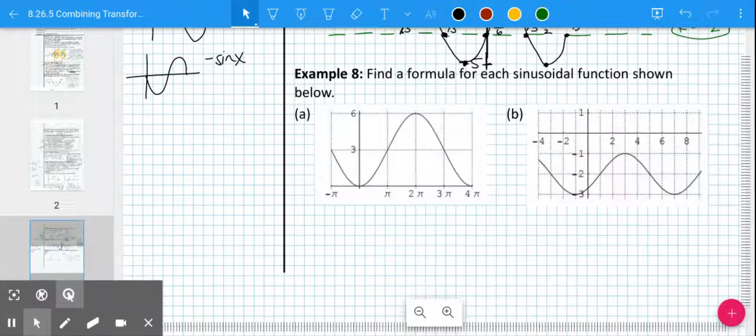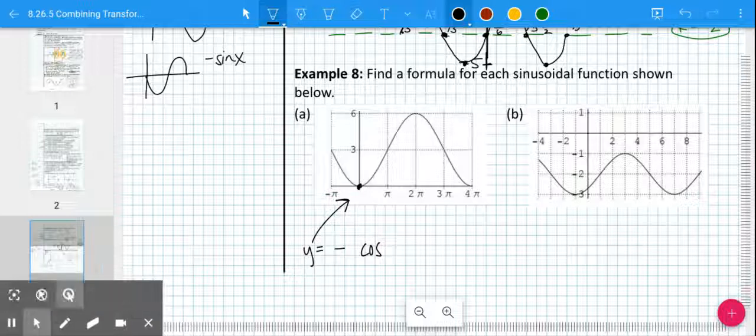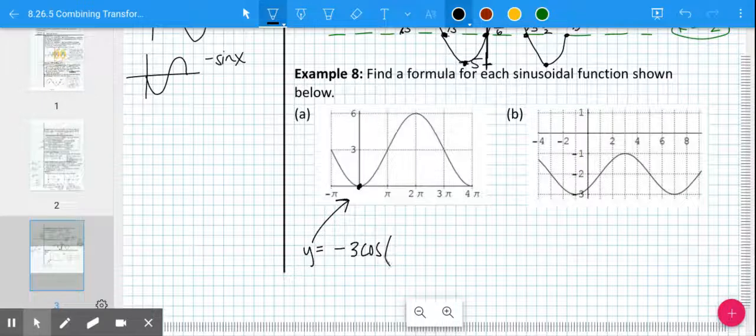Cool. In example 8, since our very first point at 0 is at the minimum of the function, I am going to use a cosine graph for this. And in fact, I'm going to make it a negative cosine graph. Go ahead and identify all your pieces and then choose the formula that you think matches it. Since your function had an amplitude 3, you want a negative 3 in front. Since the period was 4 pi, you're going to end up with a 1/2 for your B value. And because the midline was up here at positive 3, you're going to add 3 on the end.